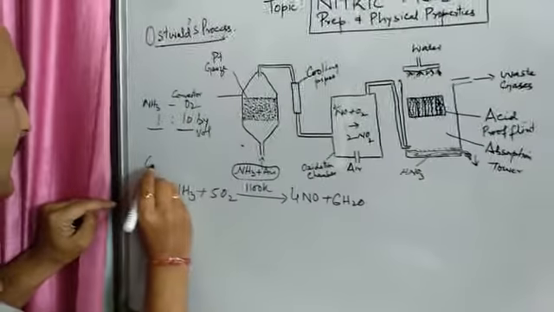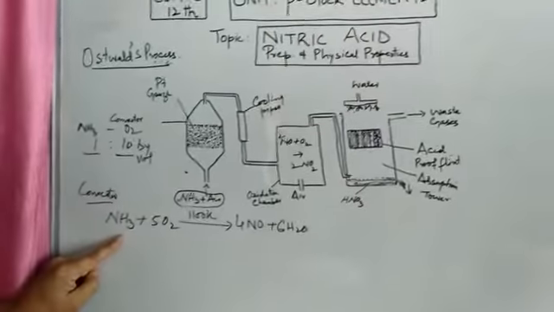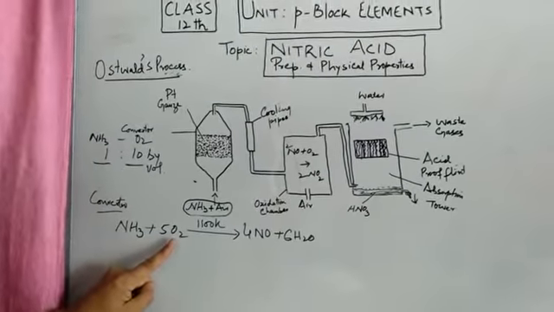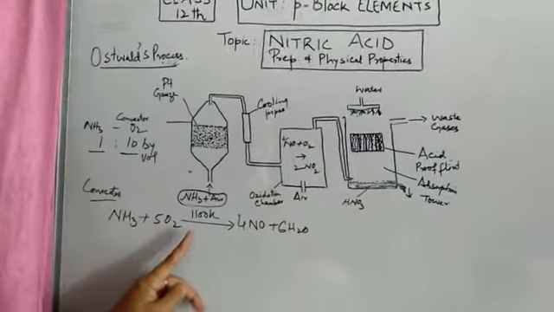In the converter, what happens? A mixture of ammonia and air is taken in 1:10 ratio by volume and introduced into the converter, where these react in the presence of platinum as catalyst and get electrically heated at a very high temperature of 1100 Kelvin when nitric oxide is formed.